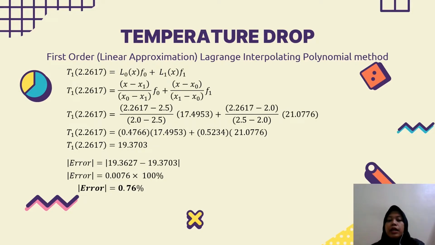Then we get the value of 19.3703. After obtaining the value of temperature 1, we use the actual value minus the approximation value, which is 19.3627 minus 19.3703, to obtain the value of error. Then the value of error is 0.76%.